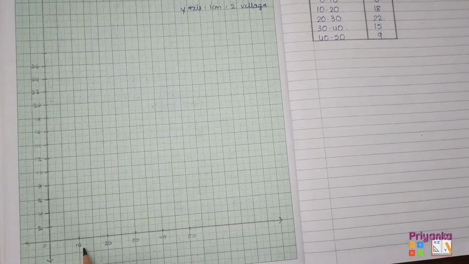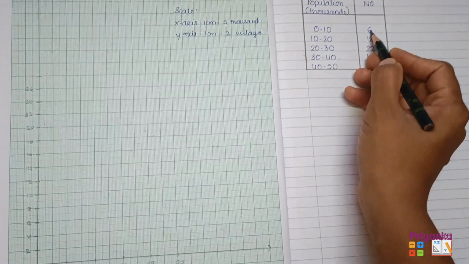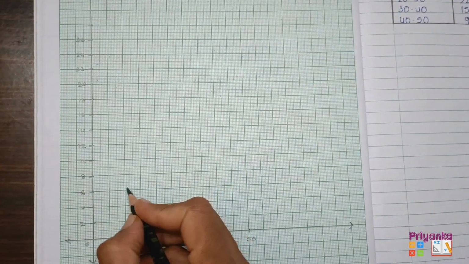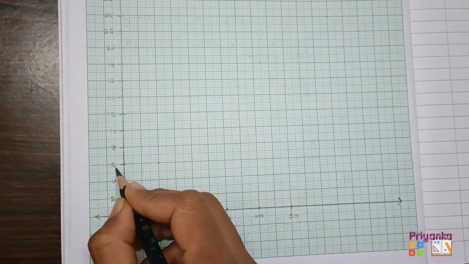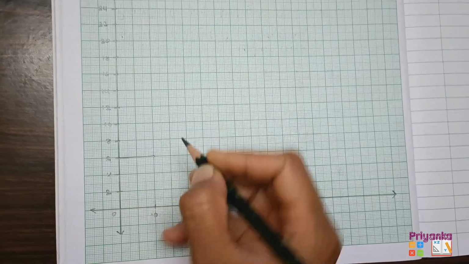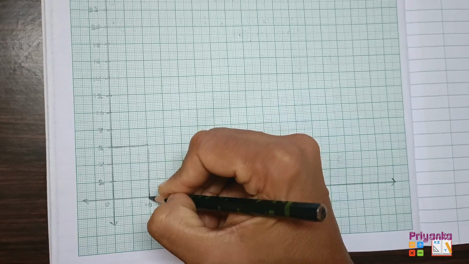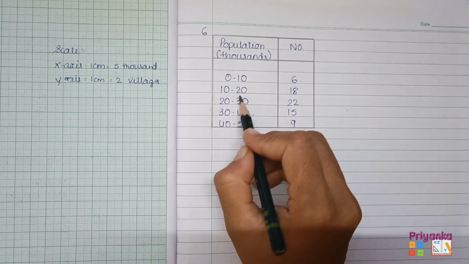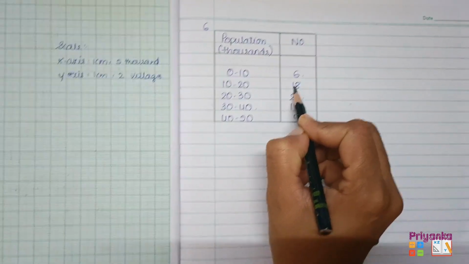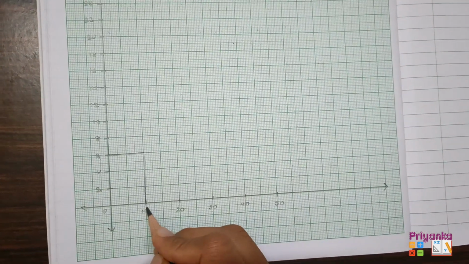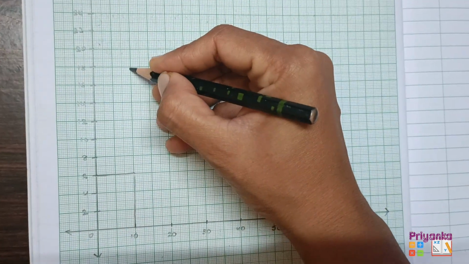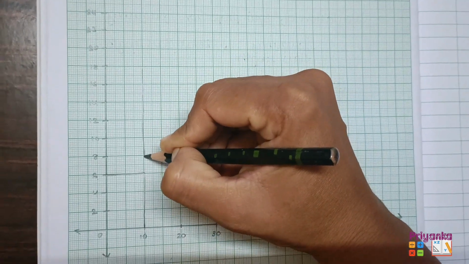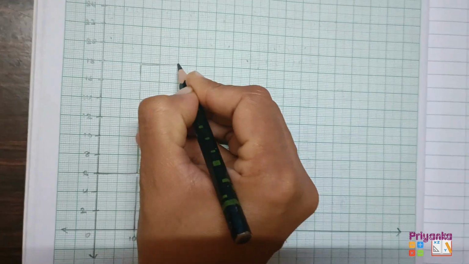So 0 to 10 has to go till 6. Here I can see the number 6, that is 2, 4 and 6. Till here the one bar will be done. The next one is 10 to 20. For this, 18 number has to go. For the class 10 to 20, यहाँ पे हम जाएंगे till 18 number. So this has to go with the 18.